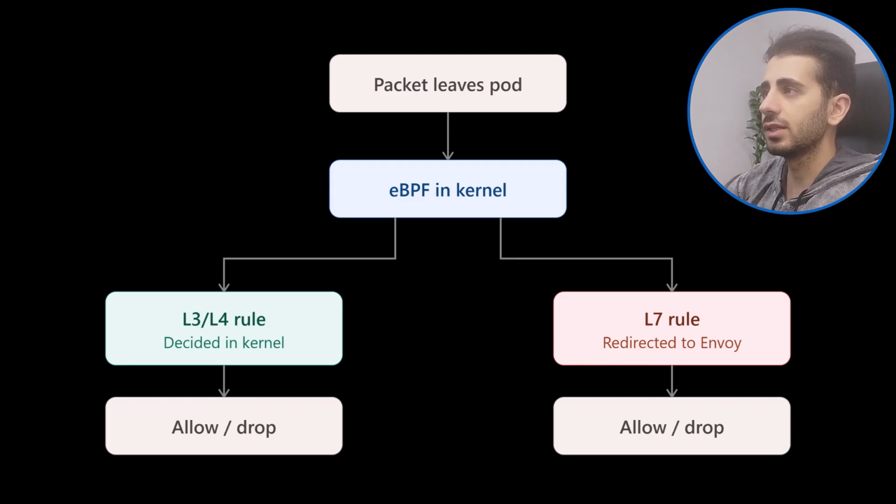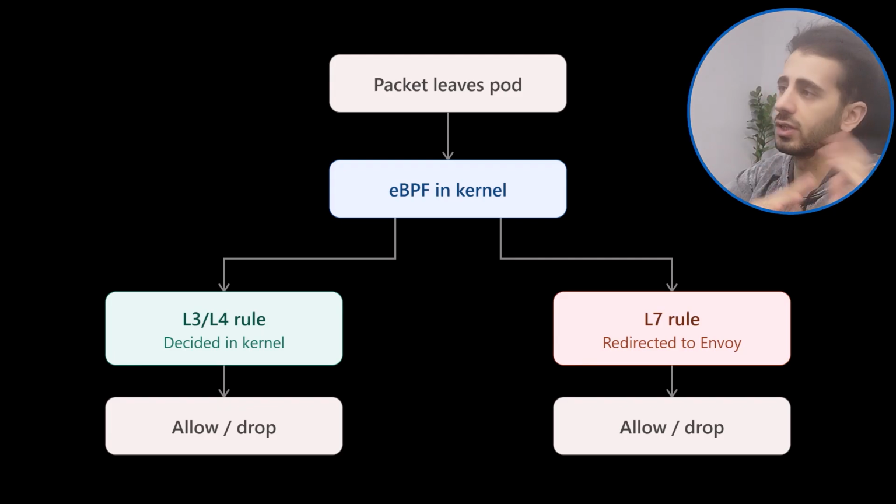If the traffic is allowed, it continues. If it isn't, the packet is dropped. Everything happens inside the kernel, which makes policy enforcement extremely fast. But layer 7 policies work a little differently. Imagine we create a policy that says only allow HTTP GET requests to the health endpoint.